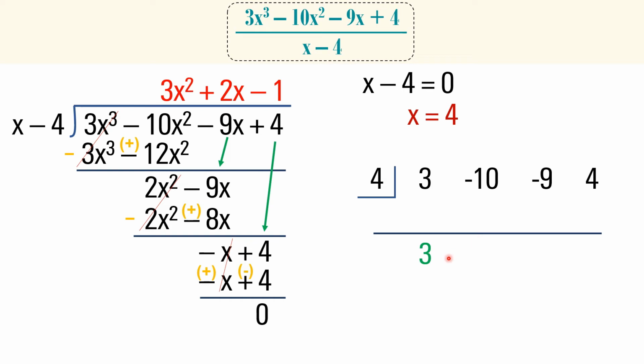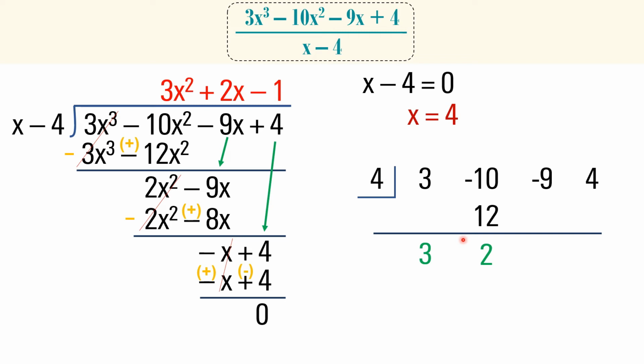So let's do this. Let's multiply this to 3 times 4. You will have +12. Write that below the next term. Then after that, you add them. So -10 plus 12, different sign, so you have to subtract, will have +2.